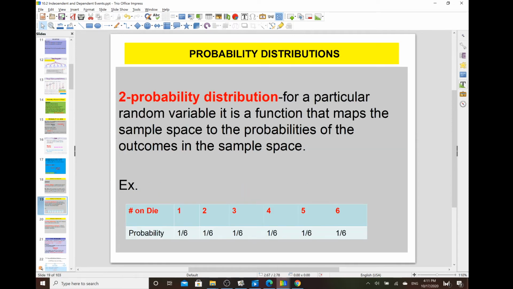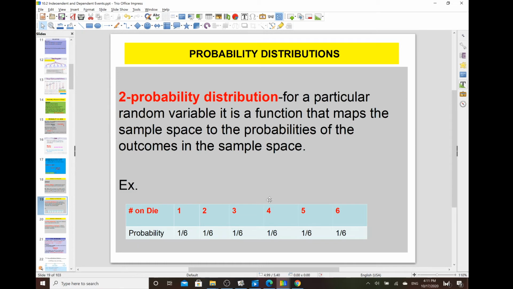And for number 2, probability distributions: for a particular random variable, it's a function that maps the sample space to the probabilities of the outcomes in the sample space. So this way, just read through the definition. The way that I explain it is kind of broad. Okay, so let's look at that example.